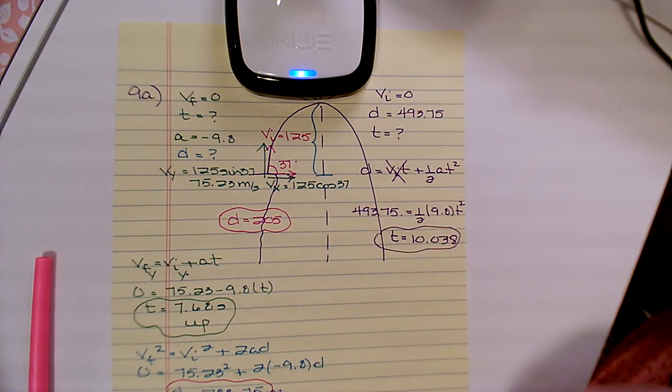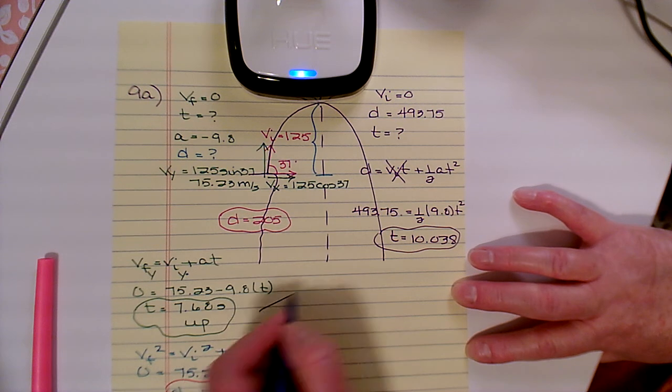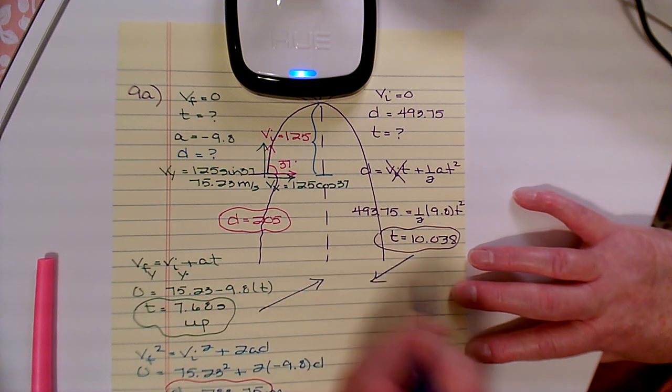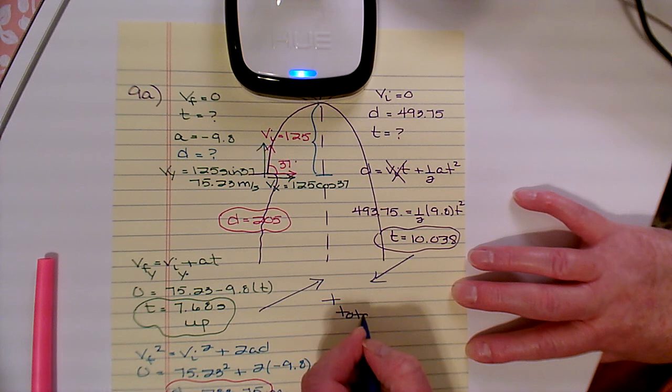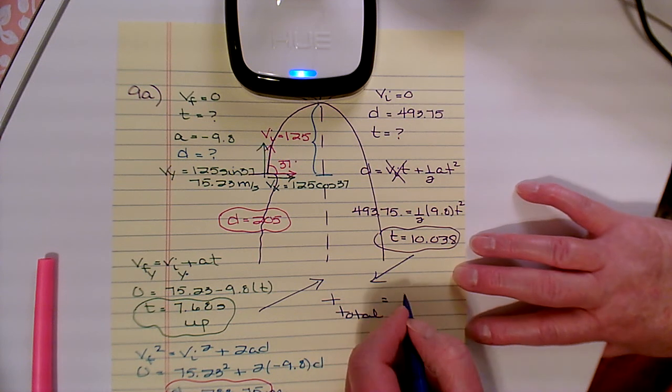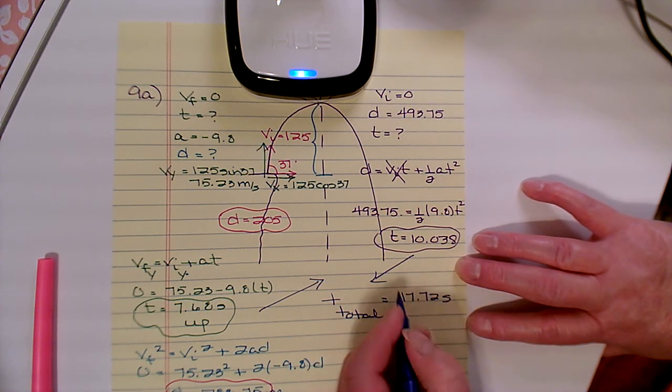So the total time then is going to be the sum of the time it took to go up plus the time that it took to go down, and so the total time will equal 17.72 seconds.